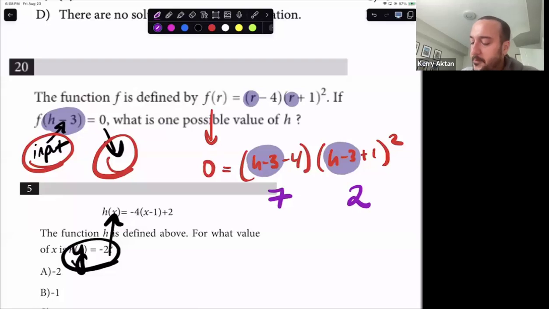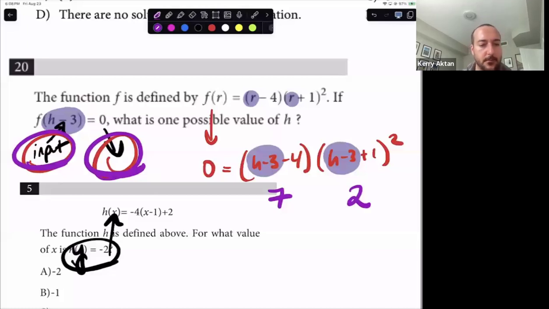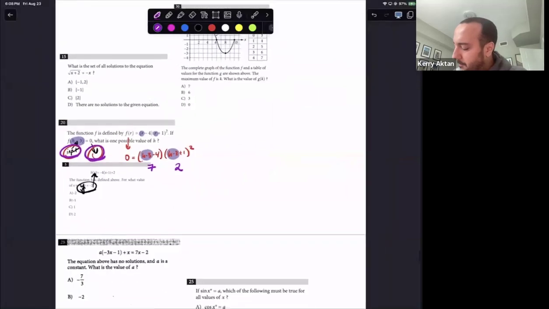Again, the previous question was easy. This one's a little harder. This is your input and this is your output. Yeah, this type of question shows up on every single SAT, I promise. In some capacity, right? Okay. Any questions on that before I move on? Of course, I'm happy to come back to this.